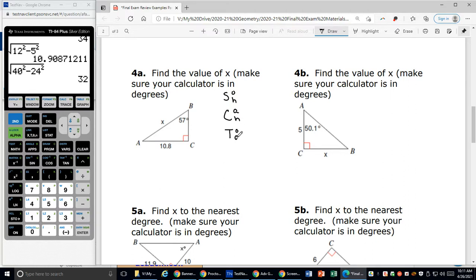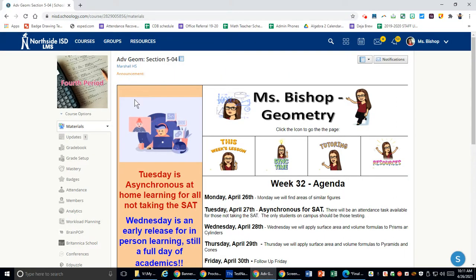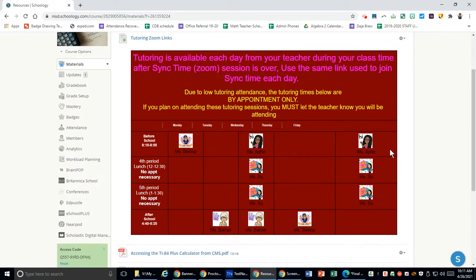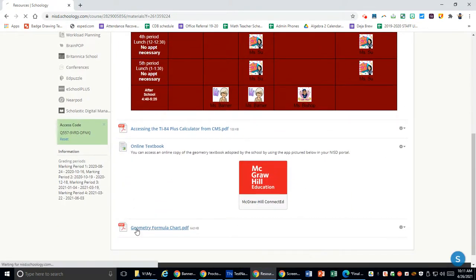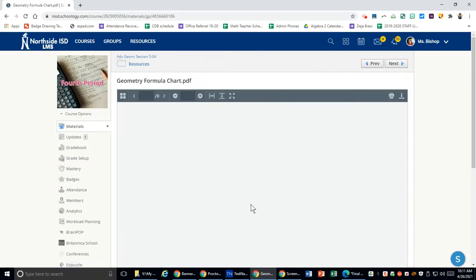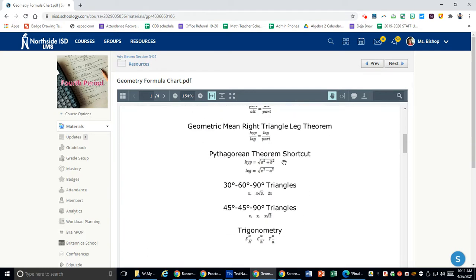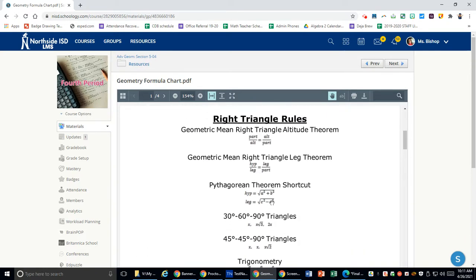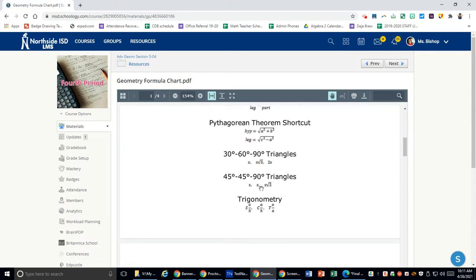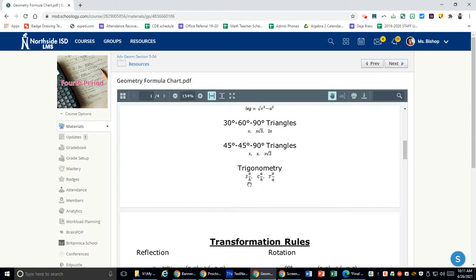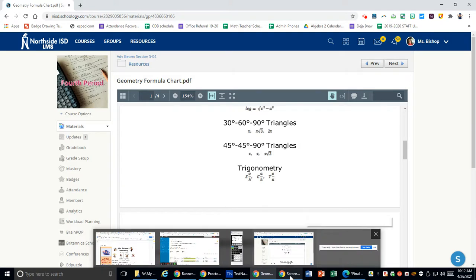Don't forget, if you have forgotten that, in Schoology, under resources, I can open my formula chart. And in my formula chart, I do have the rules for trig, in case I have forgotten them. I have my right triangle rules. I have those Pythagorean theorem shortcuts. When I'm looking for a leg, I'm subtracting. And then I have my 30, 60, 90, my 45, 45, 90, and then here my trig, SOHCAHTOA, is all right there at my fingertips in Schoology for me.